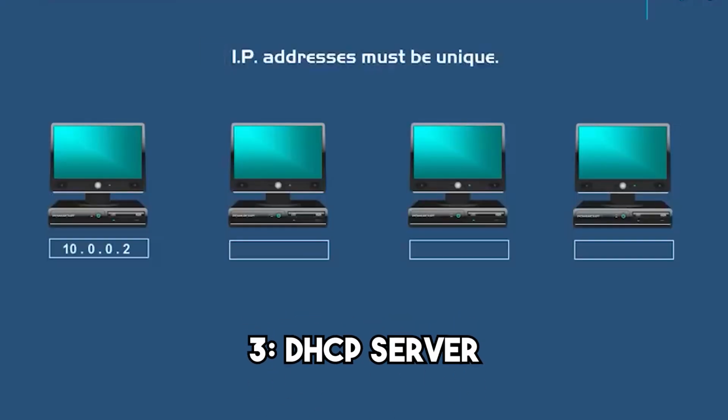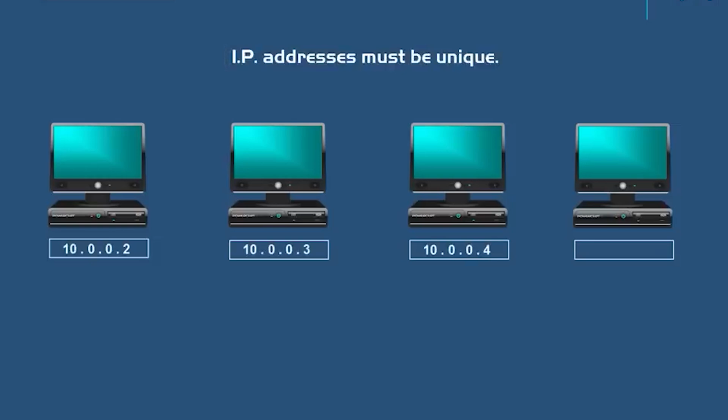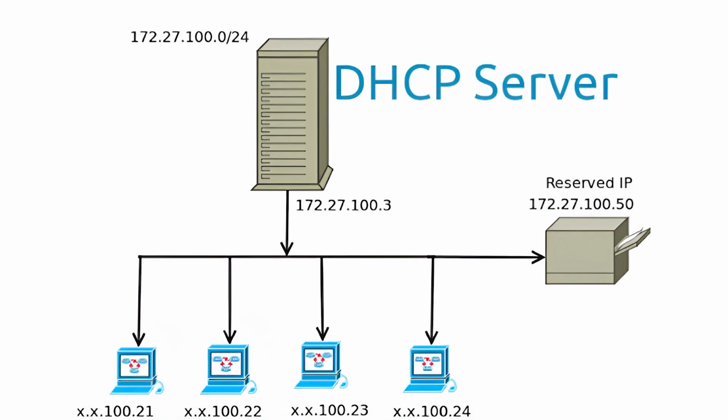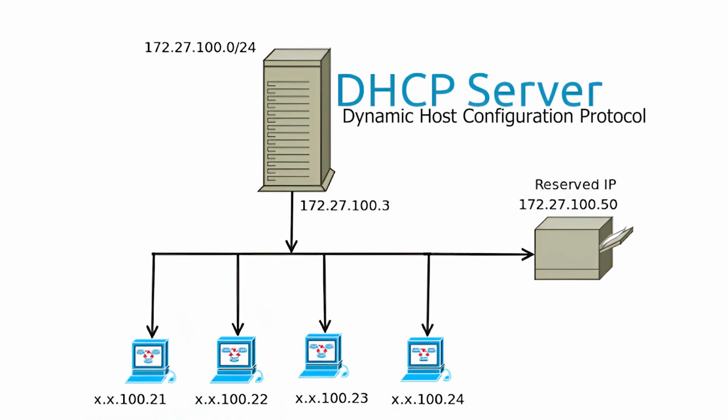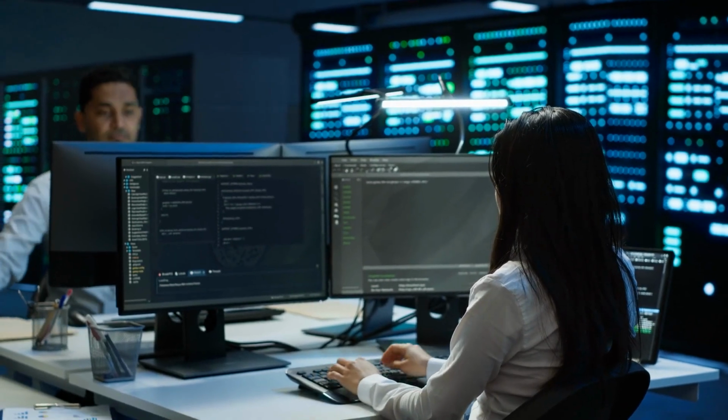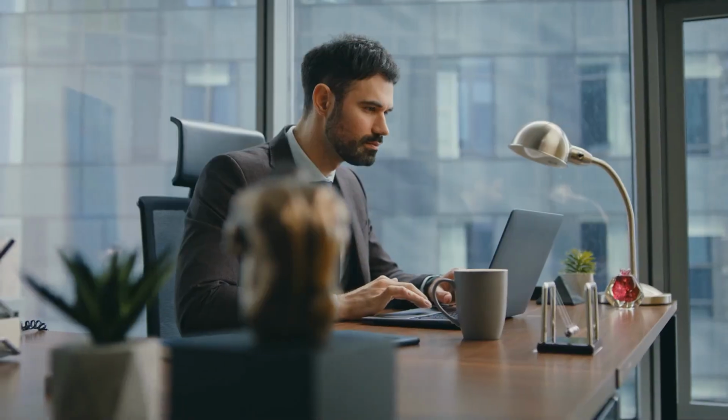3. DHCP server. If you've ever connected to Wi-Fi and received an IP address automatically, you have a DHCP server to thank. DHCP stands for Dynamic Host Configuration Protocol. And this server automatically assigns IP addresses and network configurations to devices on a network. Instead of manually setting up every laptop, phone, and printer, the DHCP server does it for you. It makes sure every device gets a unique address and knows where to send data. This kind of automation keeps networks fast, organized, and conflict-free.